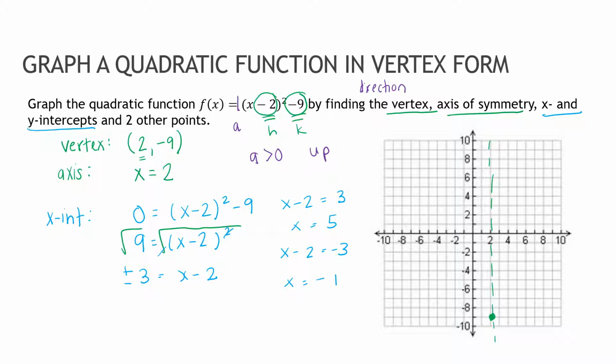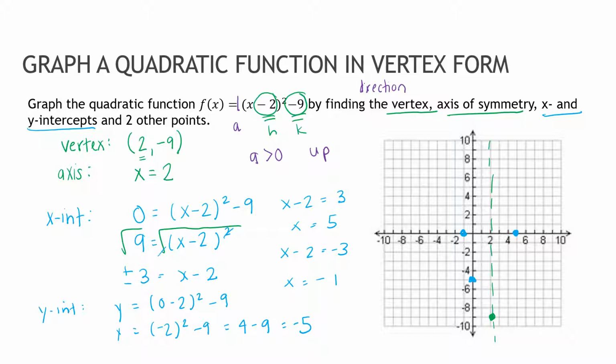So I can plot those points as well. x is 5, x is negative 1. And then I also want to go ahead and find the y-intercept, and the y-intercept is found by setting x equal to 0. So y equals 0 minus 2 squared minus 9, which is 0 minus 2 is negative 2 squared minus 9, which is positive 4 minus 9, which is negative 5. So on y, it goes through at negative 5.